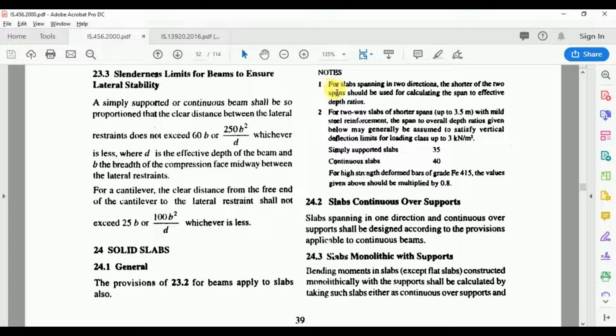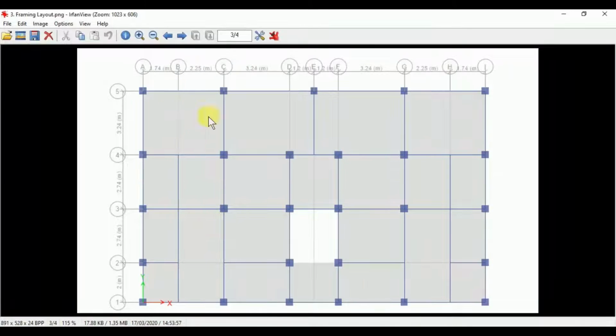So here are two notes. For the slabs spanning in two directions, the shorter of the two spans should be used for calculating the span to effective depth ratios. Which means for two-way slabs, the shorter span of the slab should be taken into consideration for calculating the effective depth for this type of slab. So here, excluding one or two slabs, almost all of our slabs are two-way slabs.